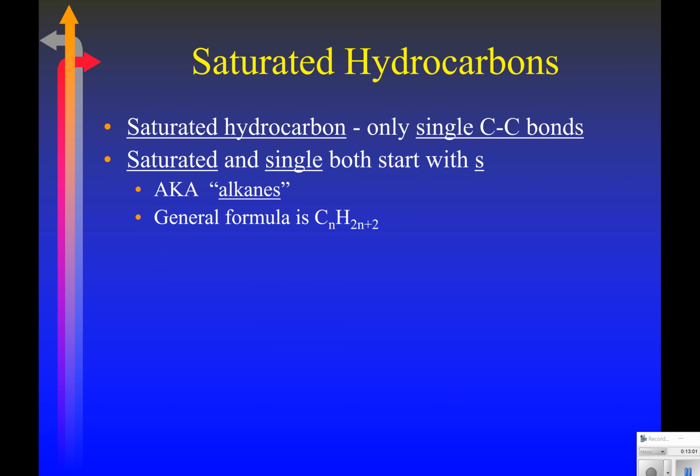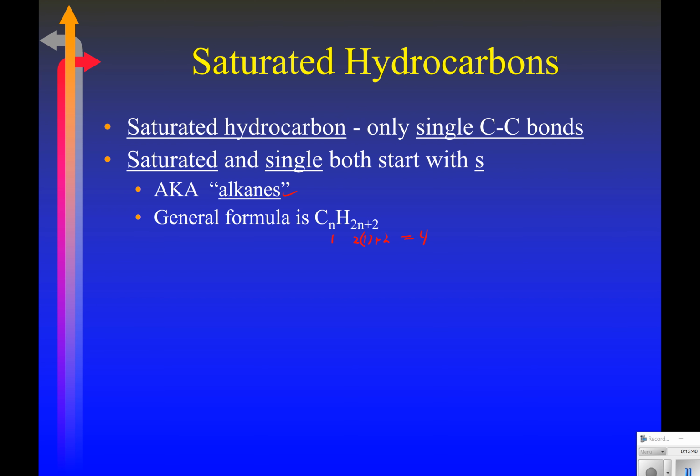Now, any saturated hydrocarbon only is going to have single carbon-carbon bonds, and that's only between the carbons. Saturated and single both start with S. And these are going to be what we call the alkanes. And they have a general formula of CnH2n+2. So we can figure out, if we know that a particular, let's say, methane would have 1 carbon, we know that we're going to have 2 times 1 plus 2 number of hydrogens, or a total of 4.